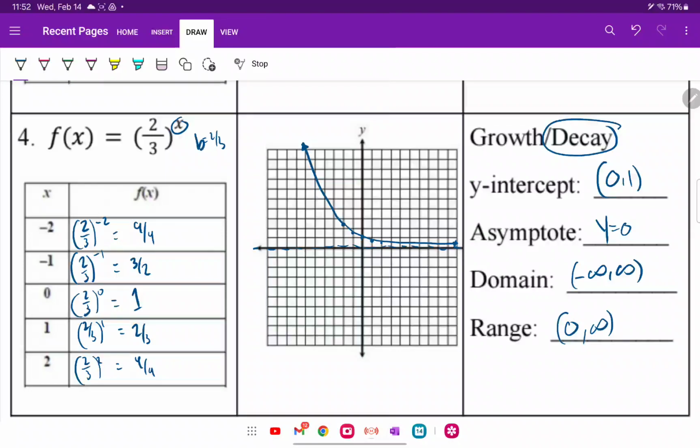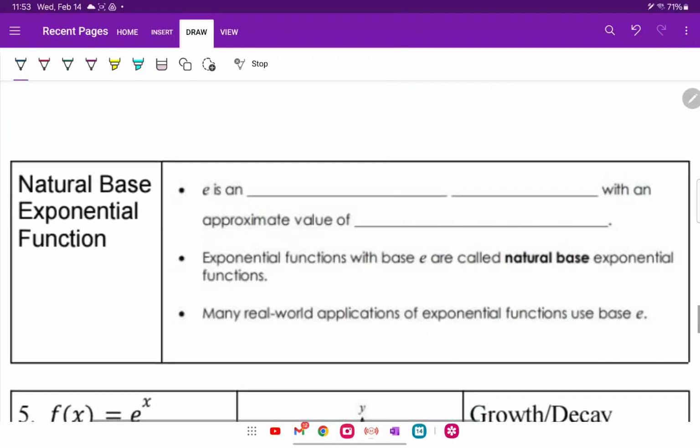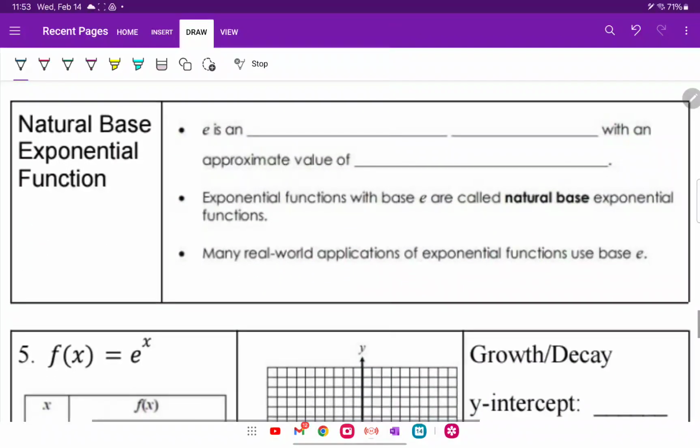All right, moving on to the next part of the notes. The natural base exponential function. So E stands for the letter Euler. So this gentleman named Leonard Euler created this letter. Mathematically, he found some use for it, but he is credited for coming up with this, called the Euler number. And for math, E is going to be an irrational number.